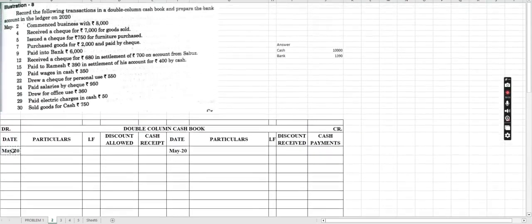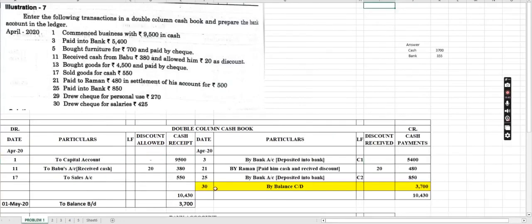We will go according to the date. Now on second, commenced business with rupees 8,000. They have not said bank balance, they have not mentioned anything. We are assuming it is cash. On second, to capital account, that means balance brought down, rupees 8,000. Okay, in the previous problem, did we totalize the discount?